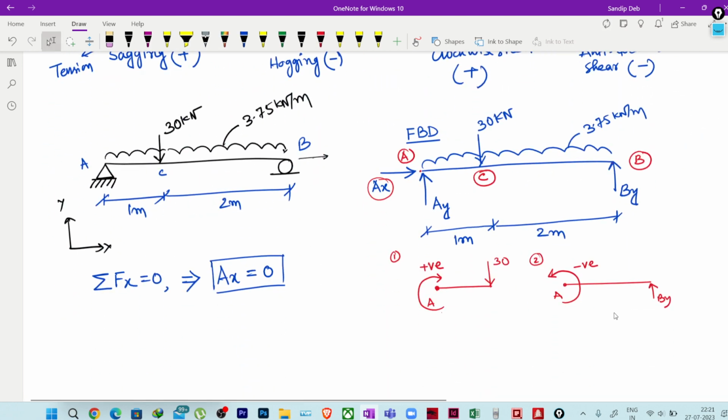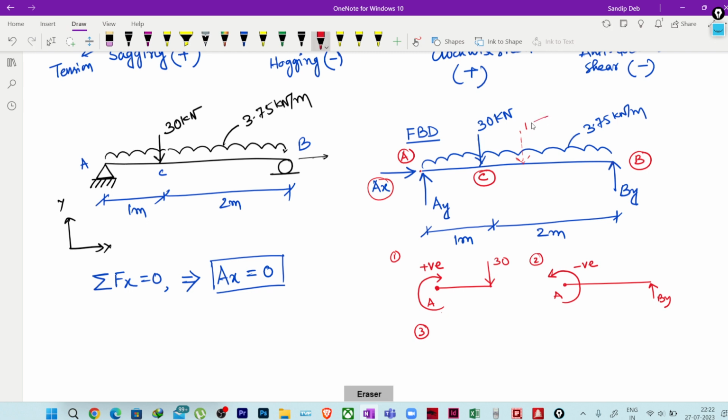One more load I have, which is the self weight of the beam. Now this self weight of the beam is 3.75, and if I want to find the equivalent point load, it will be 3.75 multiplied by 3. So ultimately we get 11.25, and this 11.25 will be acting at the center of the beam, as it is a uniformly distributed load.